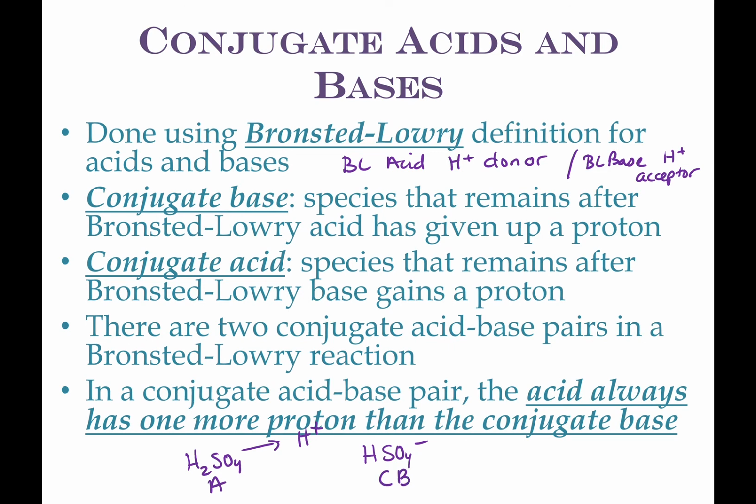Conjugate acid is what remains after the base gains a proton. So if this were reacting, let's see, a base here, ammonia, and we add a proton to it, we get NH4 plus. So this is the base, this would be the conjugate acid. So there's one more hydrogen in the conjugate acid and there's one less hydrogen in the conjugate base. There's always a hydrogen difference between the two. And there's always an acid and conjugate base pair in every Bronsted-Lowry reaction.